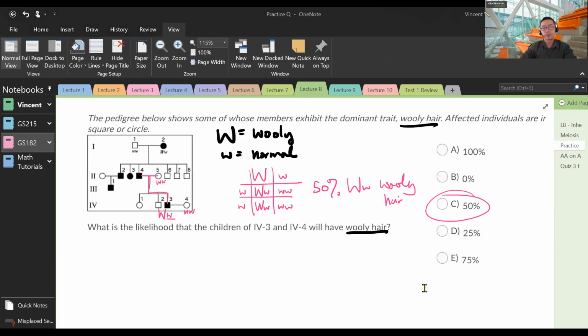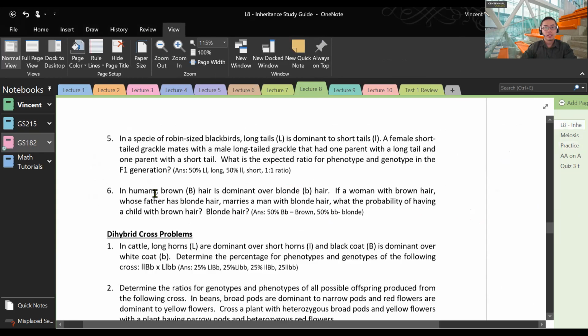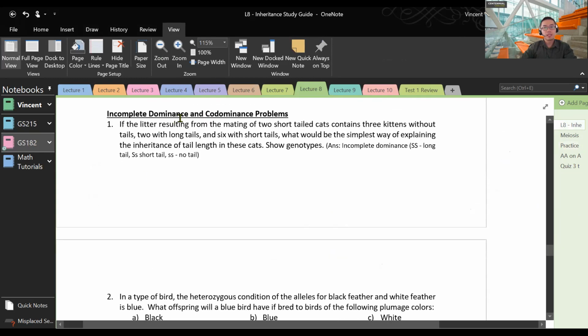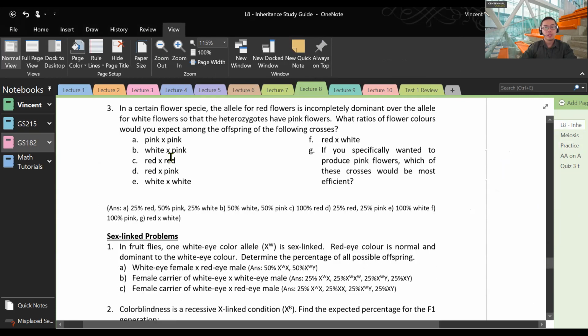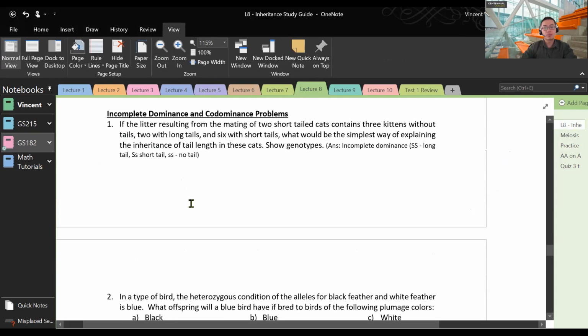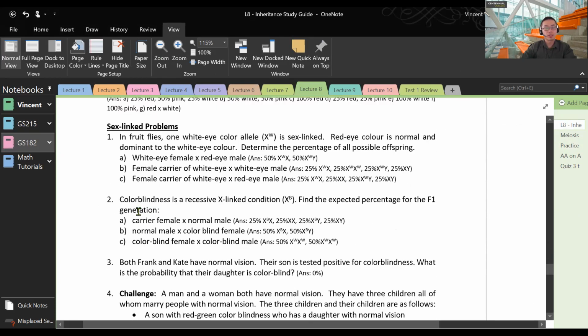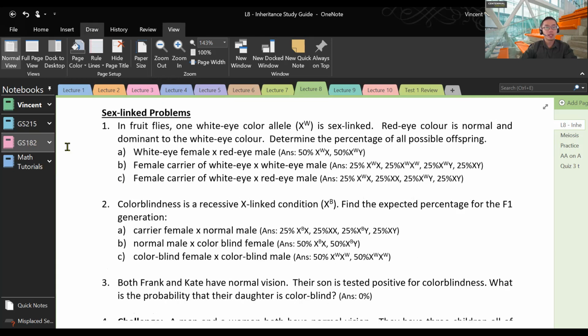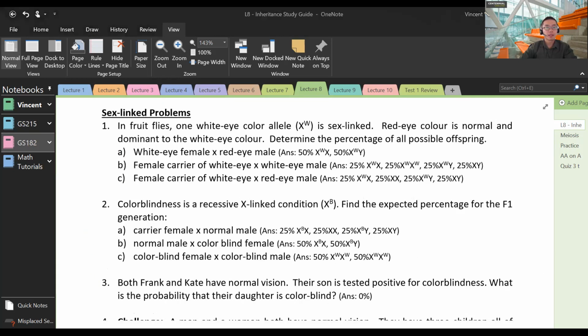That is that. Let's move on. I'll skip the incomplete dominance and codominance for now. We will do the sex link. This is explained in the lecture, so you can take a look, and if you don't understand, you can ask me about it later. But sex link is usually a little bit more confusing. So let's do this one.